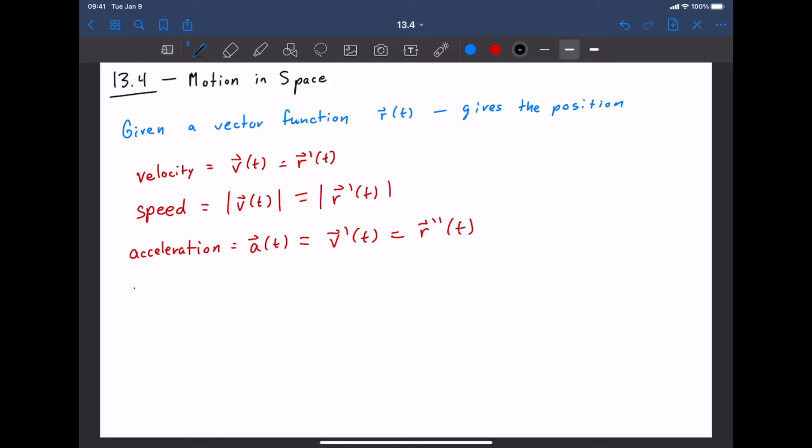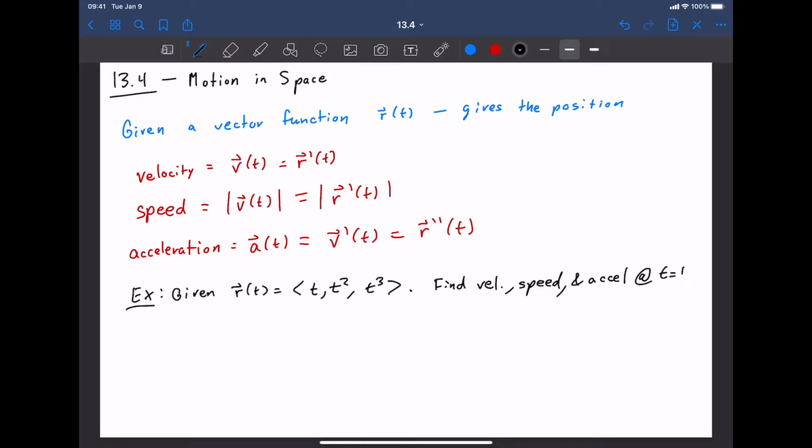So for example, to shake off the dust here, given the position vector, our usual example of the twisted cubic, find the velocity, speed, and acceleration at t equals 1. As I've said in all my Calc 1 classes, Calc 2 classes, AP Calc classes, don't plug in 1 first. We take the derivatives, then we plug in.